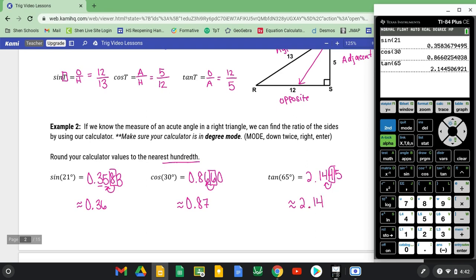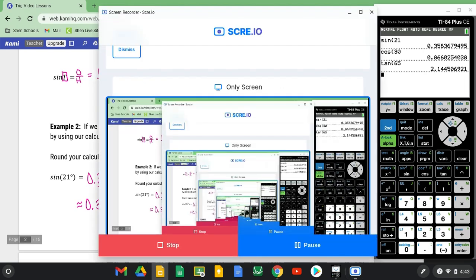And lastly, we're going to find tangent. Tangent of 65 is 2.1445. Here is my thousandths place. This time, because it is a 4, it keeps the other 4 the same. It does not round it up. And that is how you can understand some trig ratios.